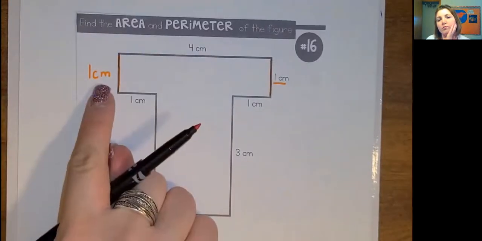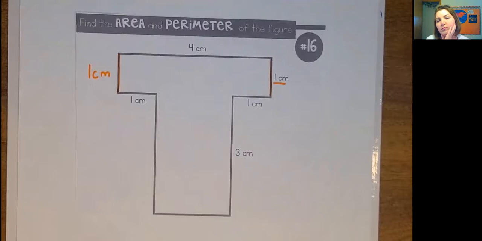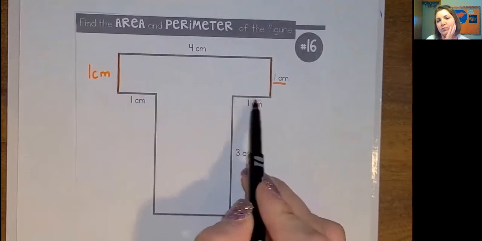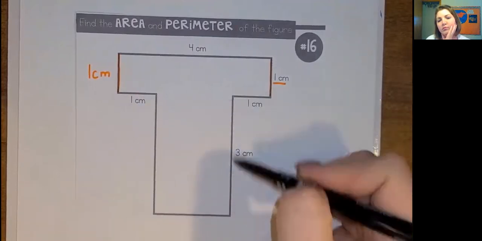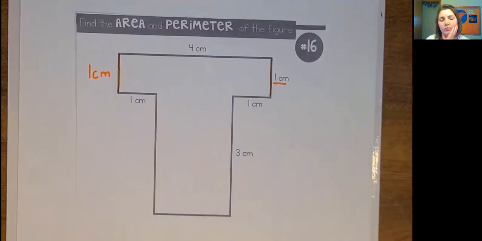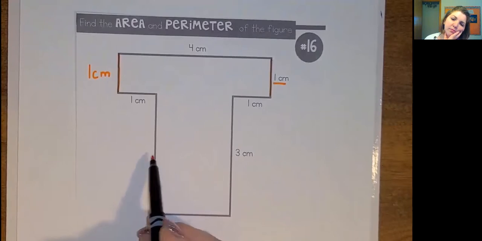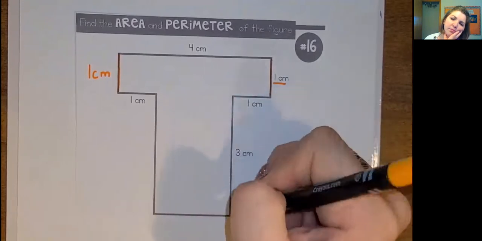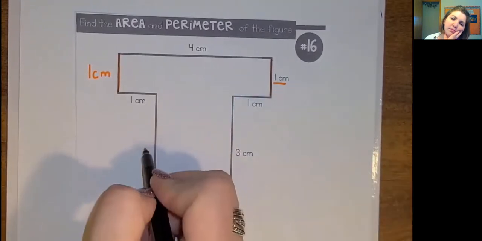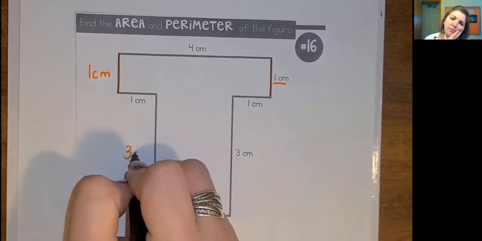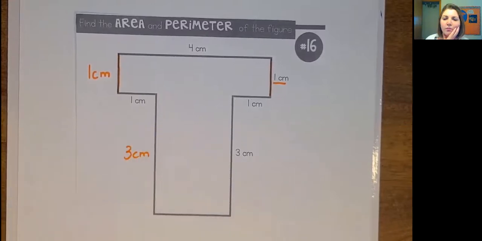So I filled in that missing piece. I have the undersides here. I have this measurement, which is 3 centimeters. But I'm missing this side over here. So I know if this side measures 3 centimeters, this side is going to measure 3 centimeters.